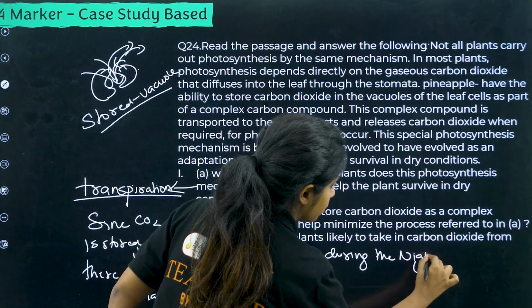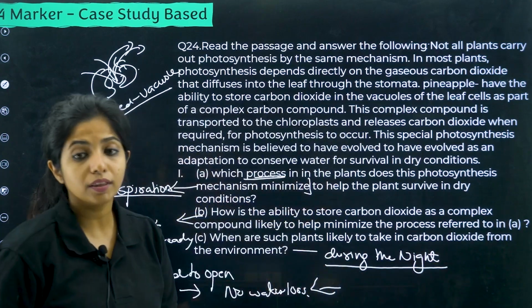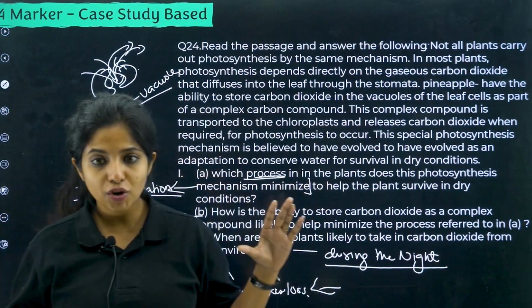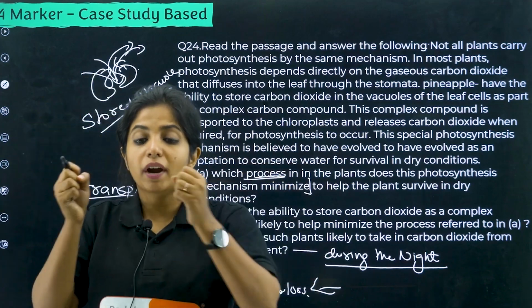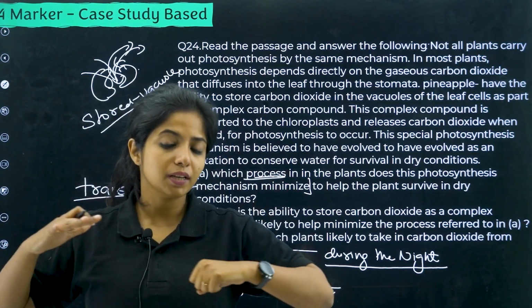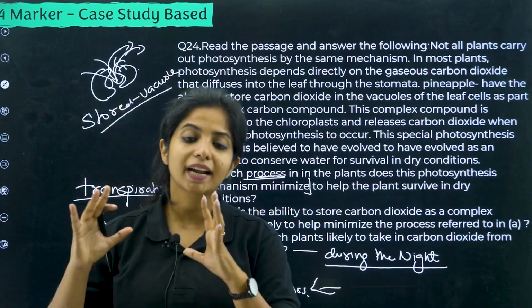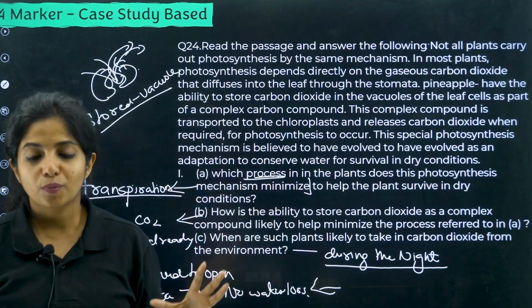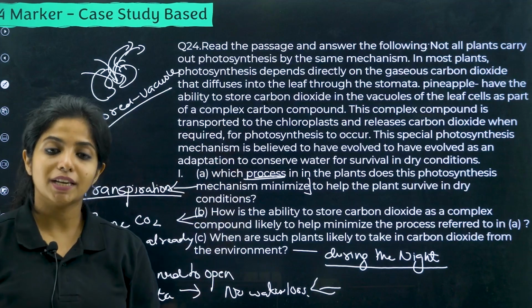Why, children? Why during the night time? Because the sun is not there. If the sun is there, then obviously when the stomata open up, the plant will lose lots of water in the form of water vapor. If the sun is not there, it won't lose much water, which is why night time is the preferable time to open the stomata such that the carbon dioxide can be taken in.